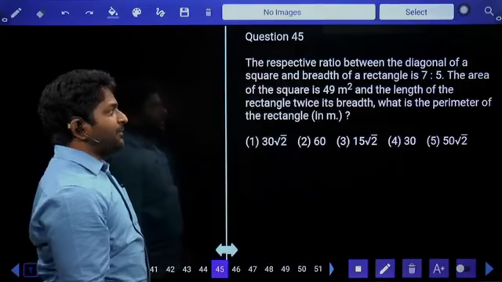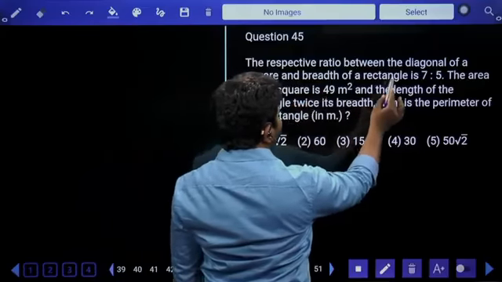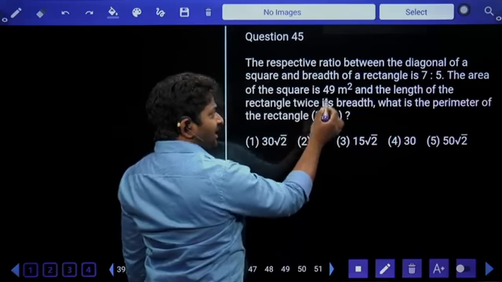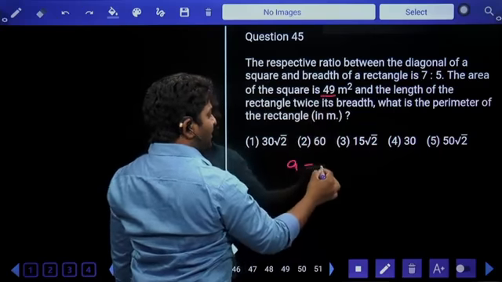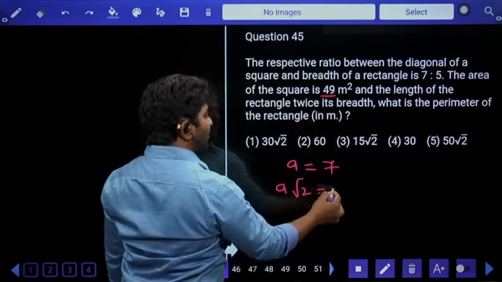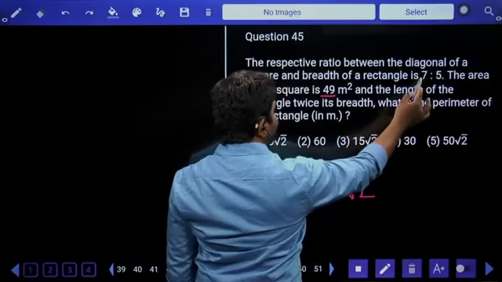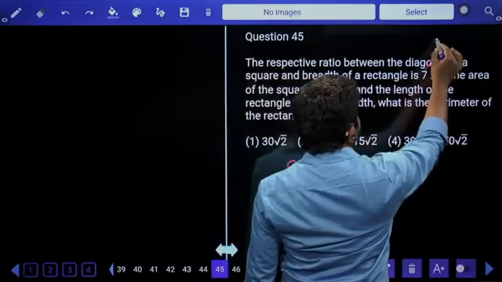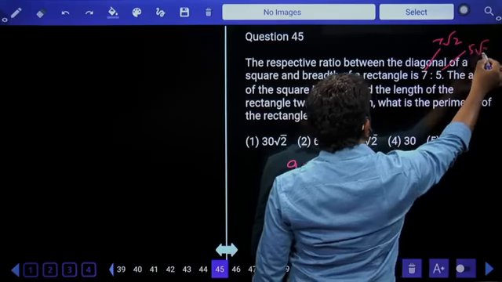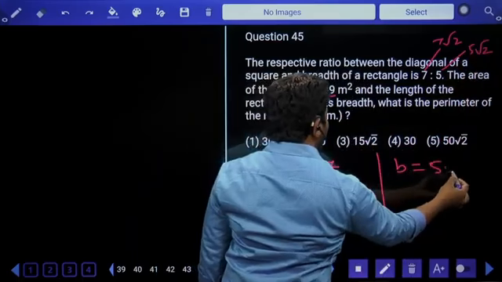45. The respective ratio between the diagonal of the square and the breadth of the rectangle is 7:5. The area of the square is 49. A square is equal to 49, then A is equal to 7. Diagonal is equal to A root 2, which is equal to 7 root 2. That is equal to 7 parts. If 7 parts is equal to 7 root 2, 5 parts must be equal to 5 root 2. Now, breadth is equal to 5 root 2.